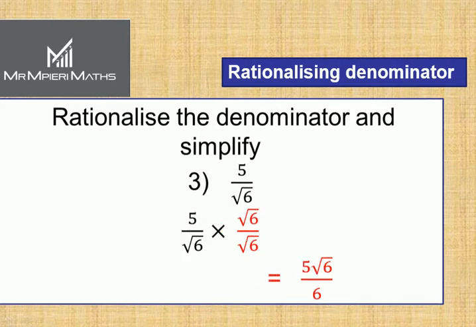Now, let's look at this question. 5 divided by root 6. Again, you multiply by root 6 over root 6. You multiply the numerator by root 6, you multiply the denominator by root 6. Root 6 times root 6 is 6. And then 5 times root 6, 5 root 6. Now, that is okay. That is your answer, because 5 cannot go into 6 exactly. So you leave it this way. So that is your final answer.